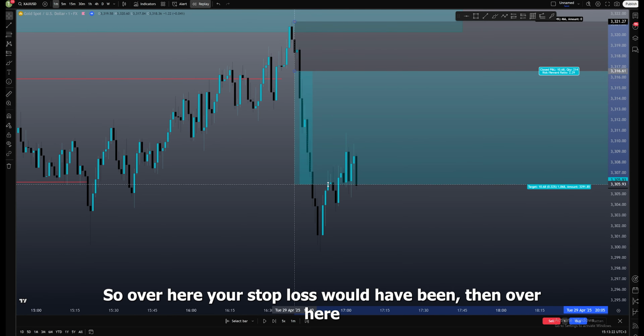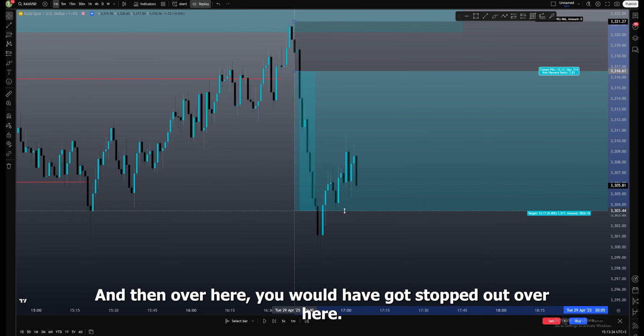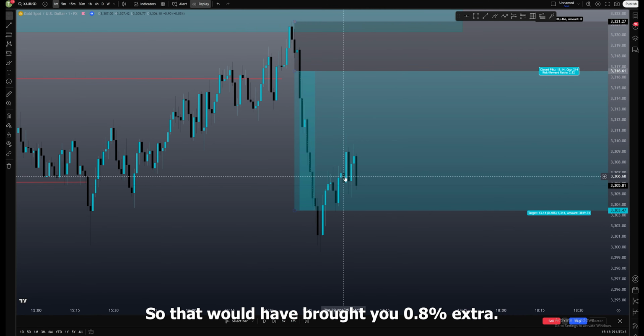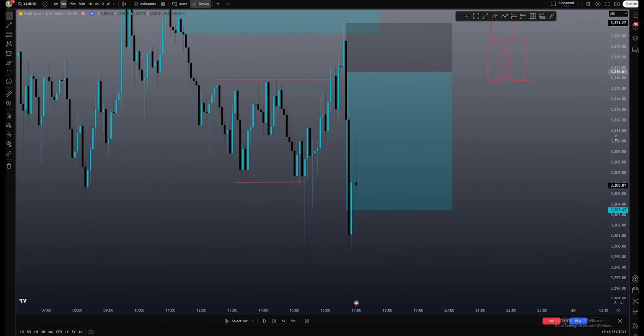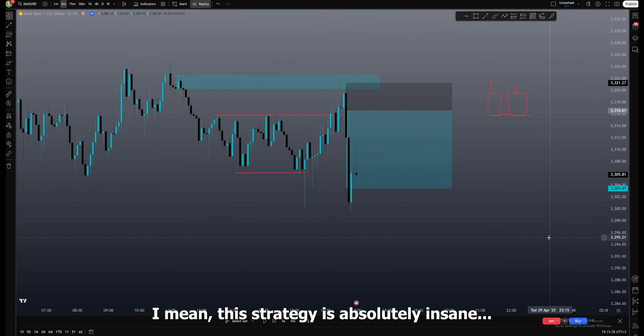So over here, your stop loss would have been over here, then over here, and then over here. You would have got stopped out over here. So that would have brought you 0.8% extra just for a trailing stop loss. I mean, this strat is absolutely insane.